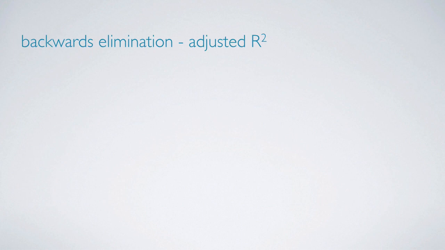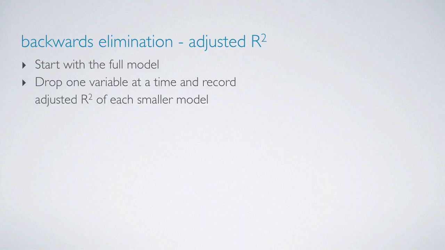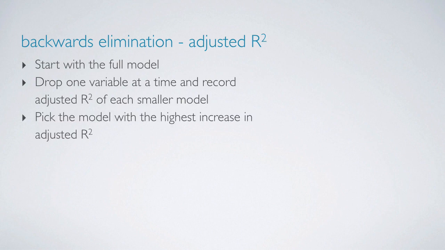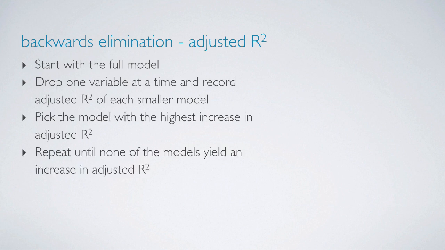Let's start with backwards elimination using the adjusted R-squared method. Here we start with the full model, the model with all possible predictors. We drop one variable at a time and record the adjusted R-squared of each smaller model. Then we pick the model with the highest increase in adjusted R-squared. We repeat until none of the models yield an increase in adjusted R-squared.